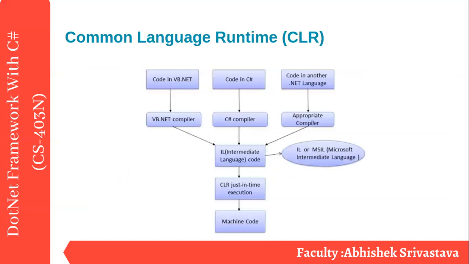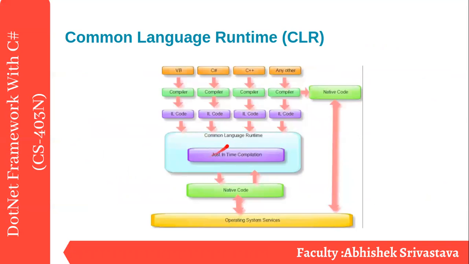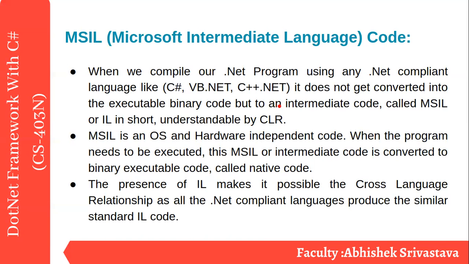All right. Again, check this one. Who converts MSIL code to native code? That is the JIT compiler. Who converts your code to intermediate code? The individual compiler or native compiler. All right.